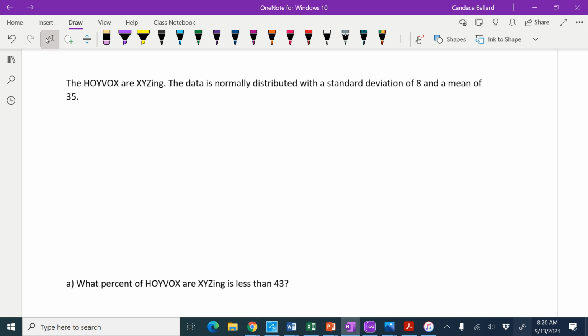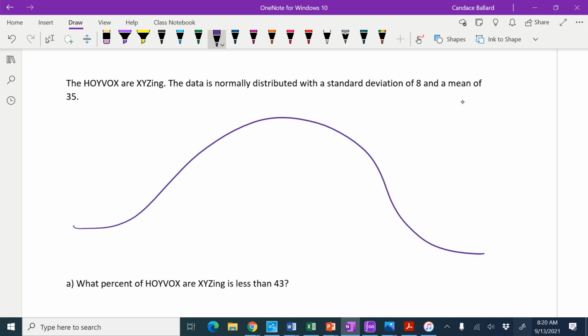So the Hooyvacs are XYZ, whatever. The data is normally distributed with a standard deviation of 8 and a mean of 35. All I'm going to do right now is I'm not even going to try to answer my questions. I am going to draw my normal distribution curve. And this one right here would be the proficient question.